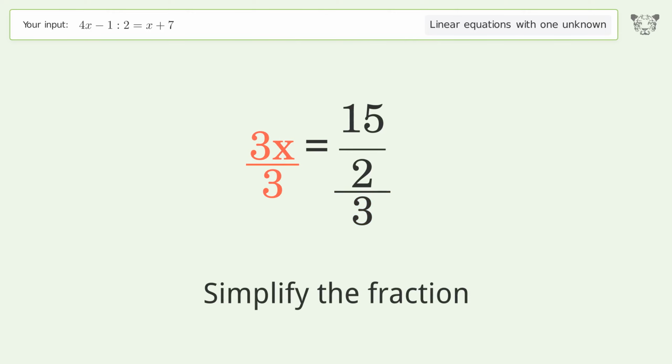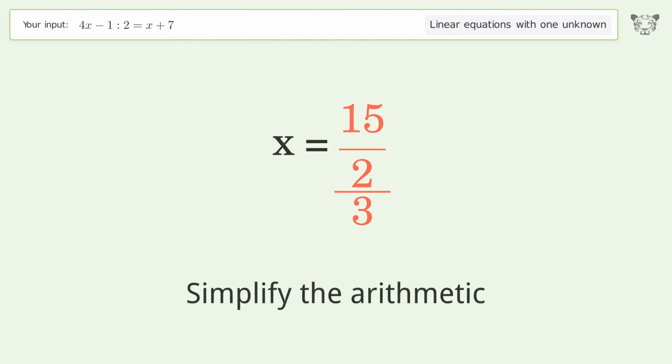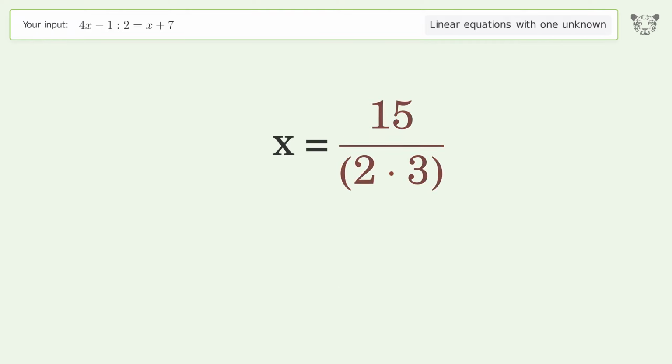Simplify the fraction. Simplify the arithmetic. And so the final result is x equals 5/2.